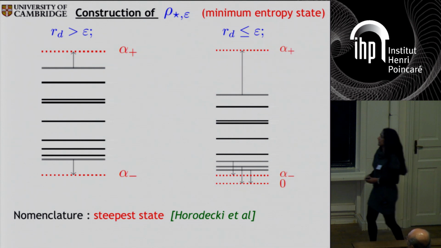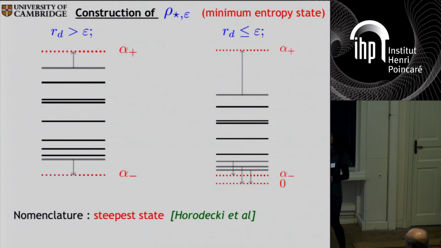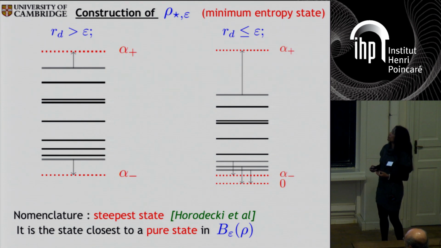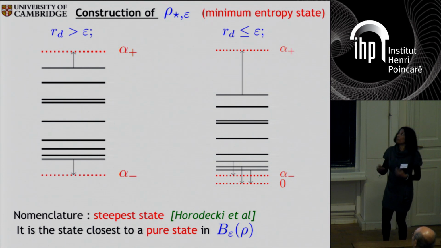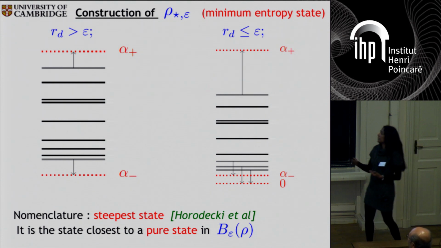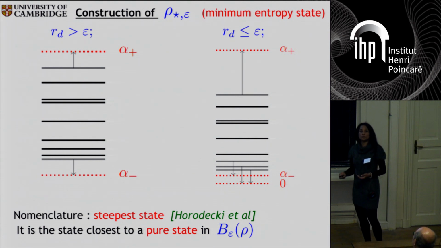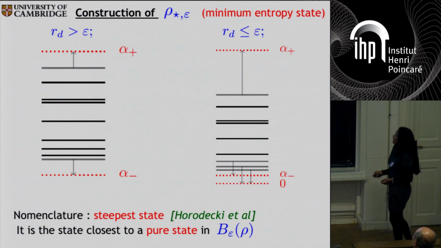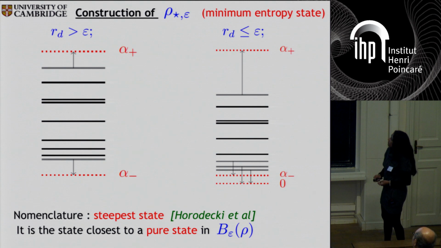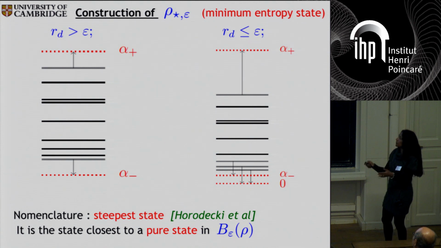Horowitz called this state the steepest state, and the reason behind it is because we want to consider the minimum entropy state. Remember, our rho lower star epsilon was the minimum entropy state, and it is the state closest to a pure state, and which has the steepest eigenvalue distribution. We want to go closest to a pure state in this ball, and this is the way you do it.